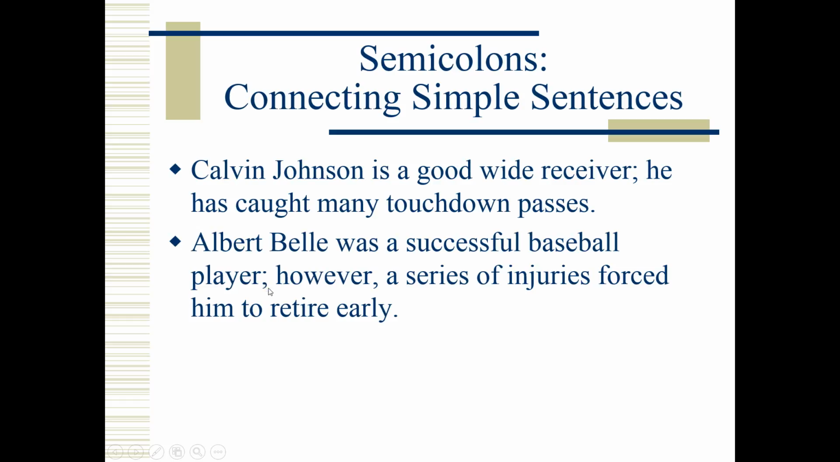As you'll see in a little bit, though, there is a very specific list of conjunctions that when they occur between the independent clauses, you would then use a comma between the independent clauses or simple sentences rather than a semicolon. But because however is not one of those unique conjunctions, if you will, we still use the semicolon here.